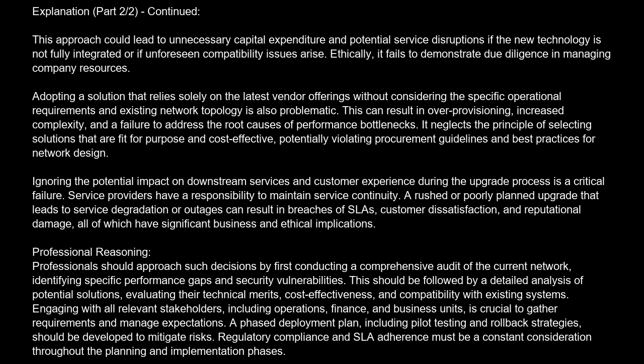Professional reasoning. Professionals should approach such decisions by first conducting a comprehensive audit of the current network, identifying specific performance gaps and security vulnerabilities. This should be followed by a detailed analysis of potential solutions, evaluating their technical merits, cost-effectiveness, and compatibility with existing systems. Engaging with all relevant stakeholders, including operations, finance, and business units, is crucial to gather requirements and manage expectations. A phased deployment plan, including pilot testing and rollback strategies, should be developed to mitigate risks. Regulatory compliance and SLA adherence must be a constant consideration throughout the planning and implementation phases.